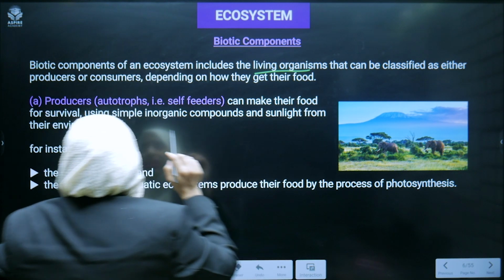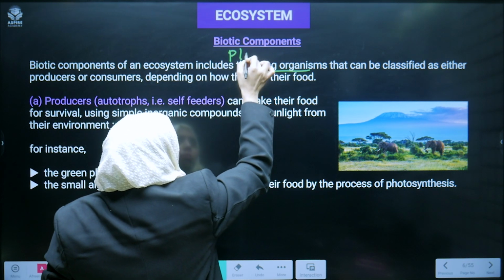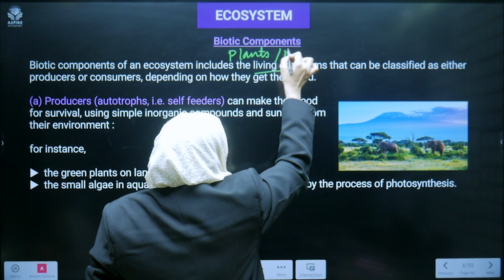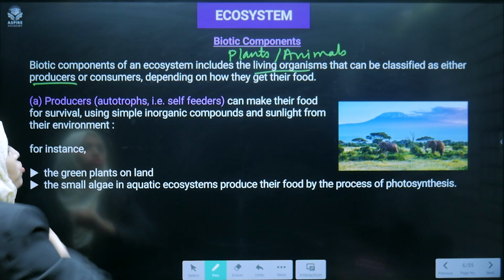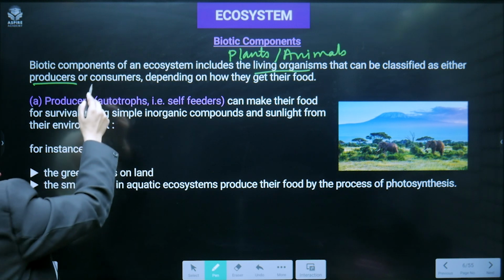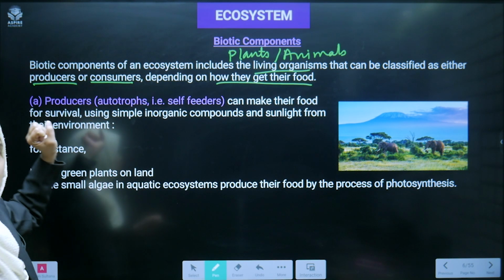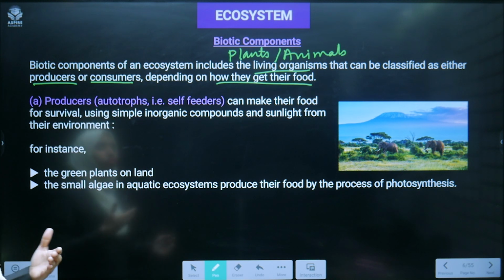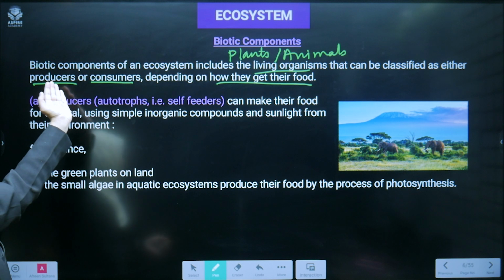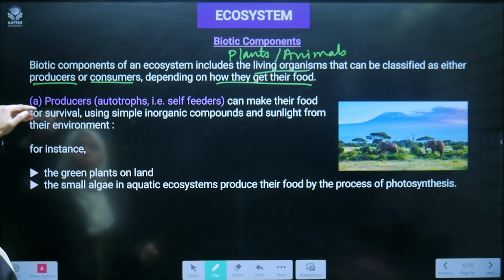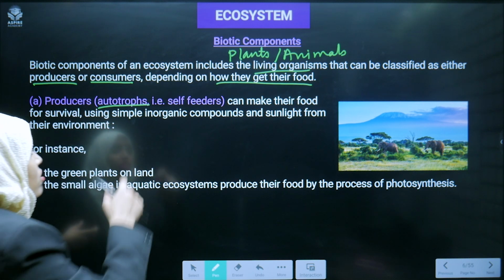So, that can be classified as biotic, that means living. So, what will it include? Plants and animals. When we are talking about plants, there are producers. And animals are consumers, depending on how they get their food. So producers are those that prepare their food, and consumers just utilize the food that is produced by the producer. Okay, so producers are autotrophs.